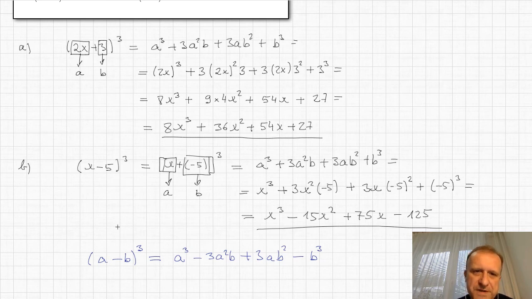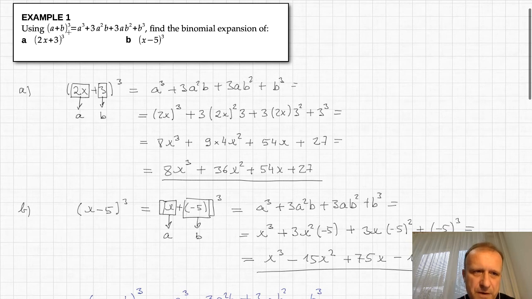You can still use the basic formula with plus, even for cases when there is a minus in the binomial. Use it. Don't forget the minus signs and the rule about the powers of negative numbers. Whenever you have an even power of a negative number, it's always going to be positive, and whenever you have an odd power of a negative number, it's going to be negative.